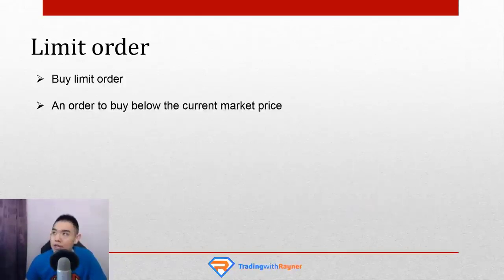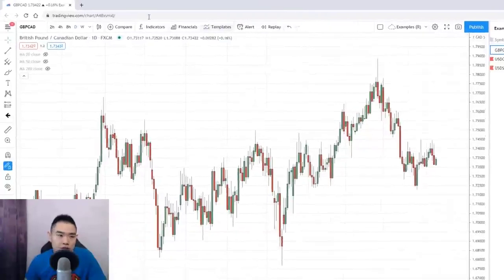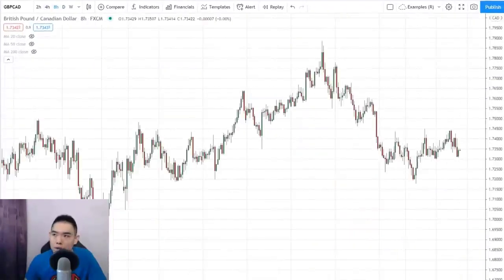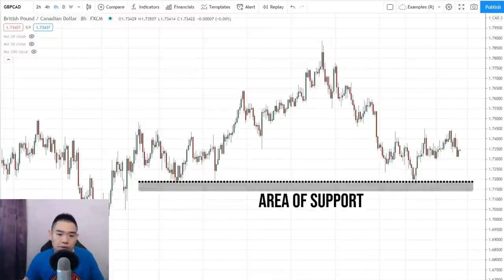So let me give you a chart example so you can see what I mean. This is, for example, GBP/CAD. Let's say you're looking at this chart maybe on the 8-hour time frame. You zoom out a little bit and you realize, oh, this seems like a good place to buy. This is an area of support. Don't worry if you're not familiar with this technical term. I'll explain more in a later section.